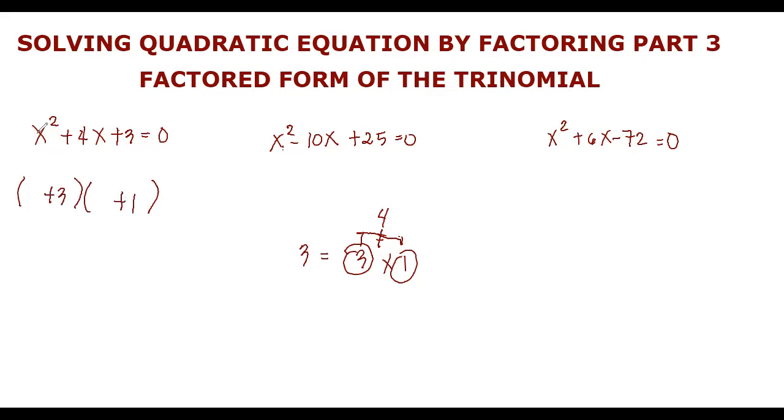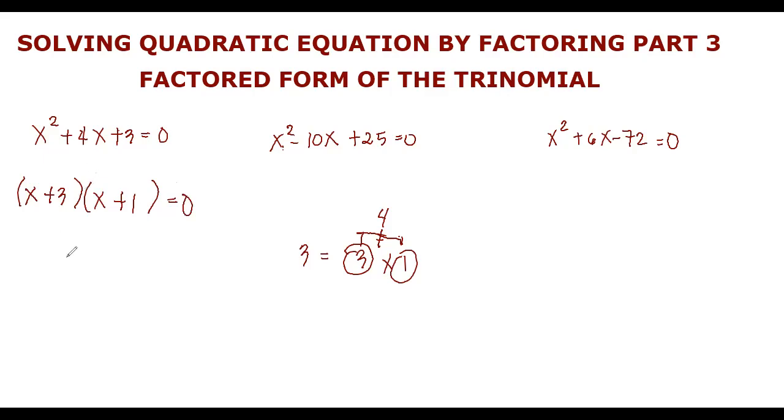Now, since you have the middle term and the last term, factor the first term. What is the factor of x squared? That is x. x times x is equal to x squared, so that is a perfect square. So this is now the factored form of x squared plus 4x plus 3 is equal to 0. Don't forget to put 0 because we need to find the solution of this quadratic equation.